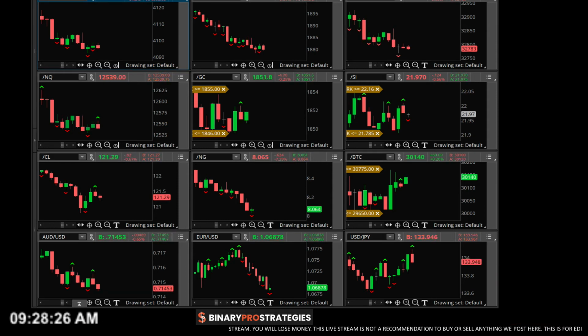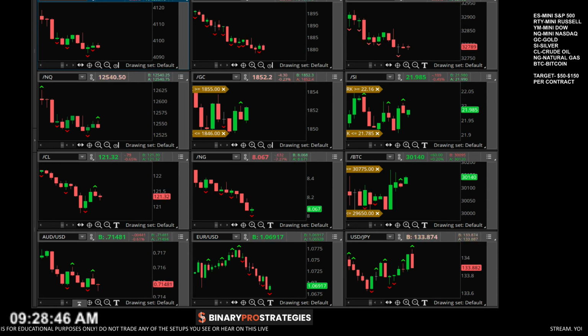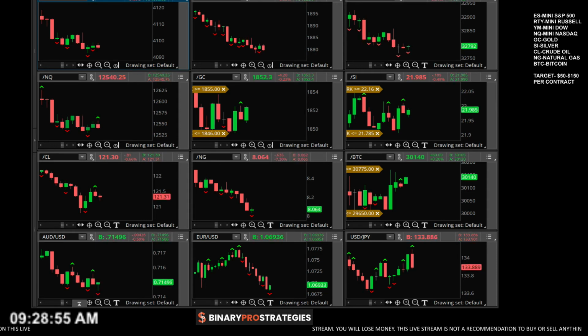All right, once again, I'm going to put the symbols up here for you so you can see what the symbols are. We're watching the currencies, some indices, and some commodities. The only thing I have on right now is a long gold. Looks like we're in a short silver, and Bitcoin is in a short. Nothing on the currencies right now. We did just get out of a long US yen.